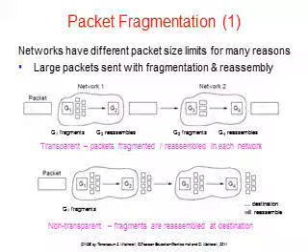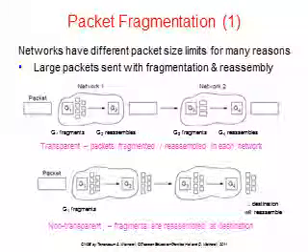Fragmentation. Networks have different packet size limits for many reasons. Large packets are sent with fragmentation and reassembly. This process allows the routers to break up the packets into fragments and then send each fragment as a separate network layer packet. Sometimes this helps with the process of transmitting all of these packets. As you can see, there's an example there, and if you follow me on page 434, it gives you a more detailed example of how this process works.